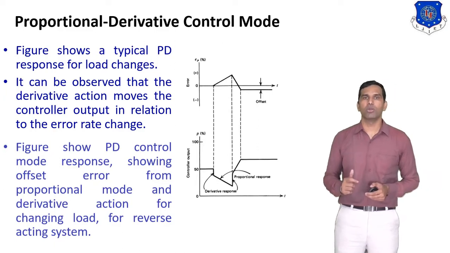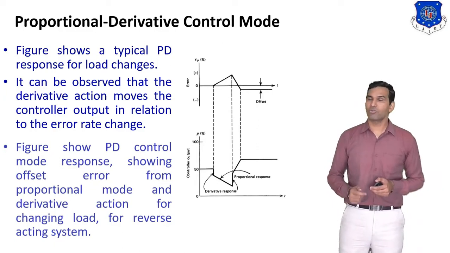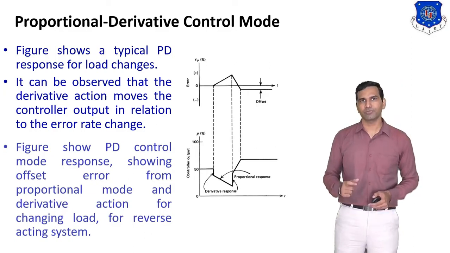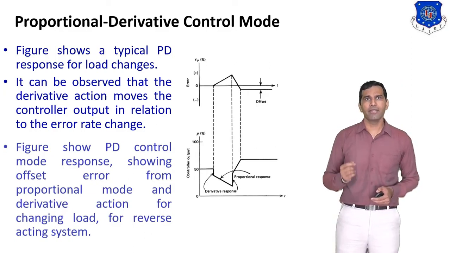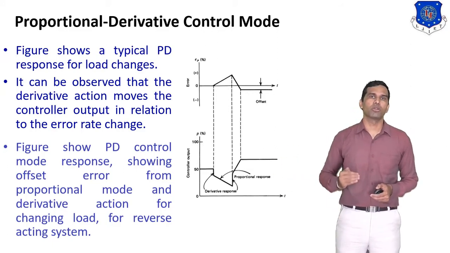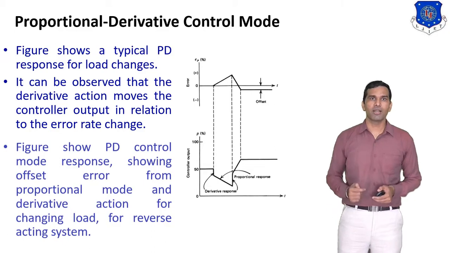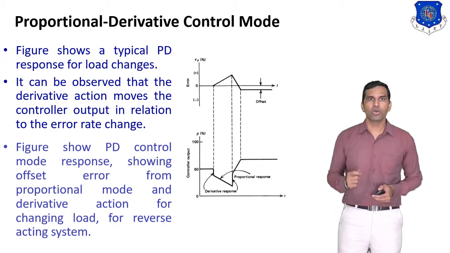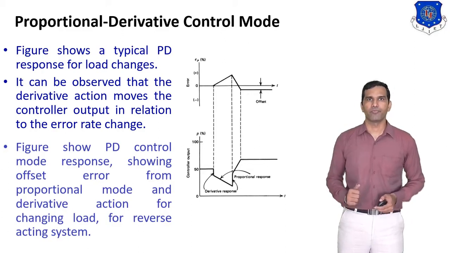So here we can observe the operation of the proportional and derivative control mode. The first graph indicates the error response, and the lower graph indicates the controller output response. So from the figure we can see the PD controller mode response showing offset error from the proportional mode and derivative action for the changing load for the reverse acting system.